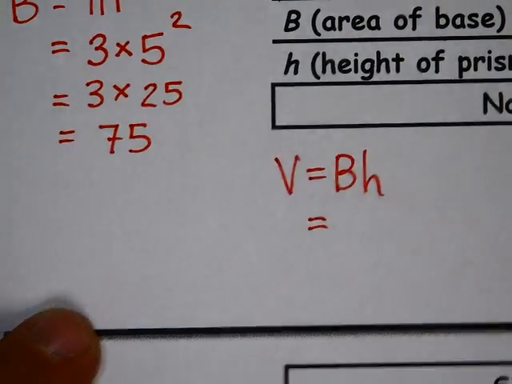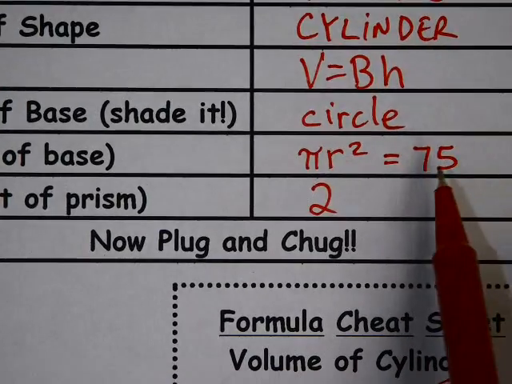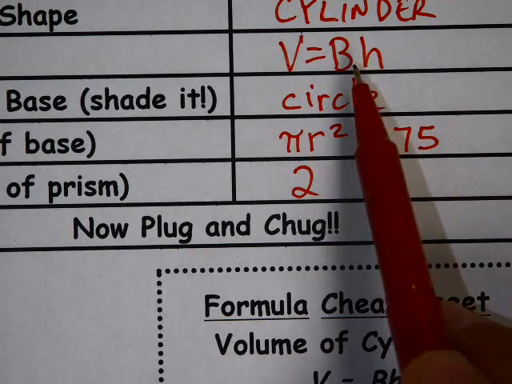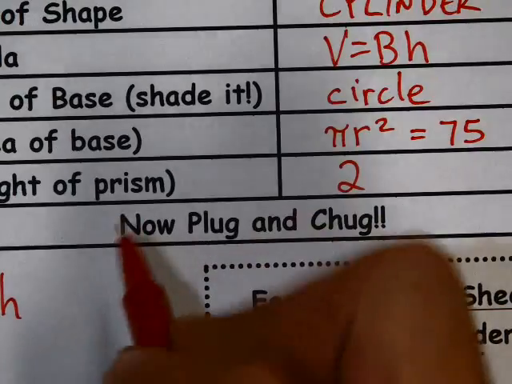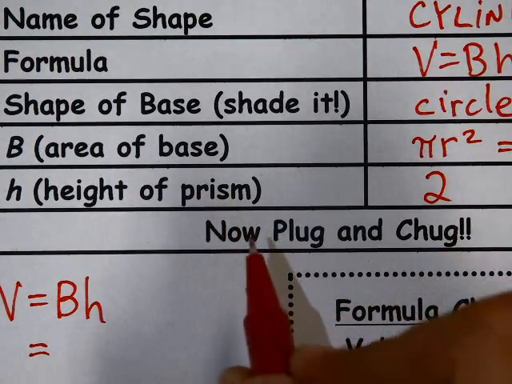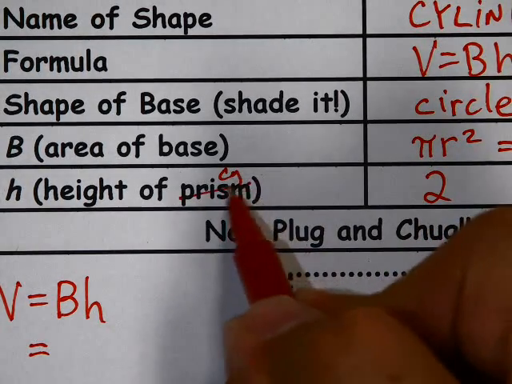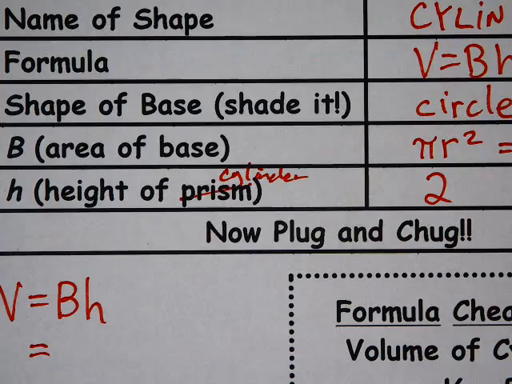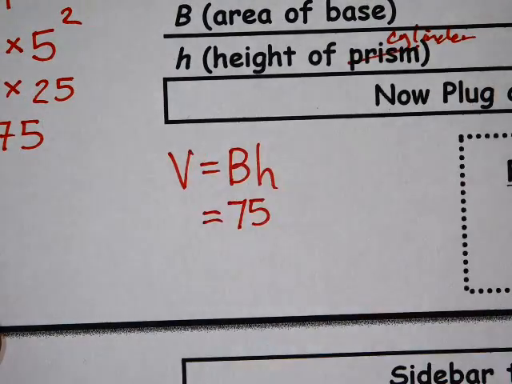I've got the two numbers I need. I solve for the area of the base, right here, which is the big B. I already wrote down what the height was, and I know it says prism here, but we know that this is a type of prism, so yes, it's a cylinder. If you want to cross that out, that's fine, cylinder. Okay, so we found the area of the base was 75.